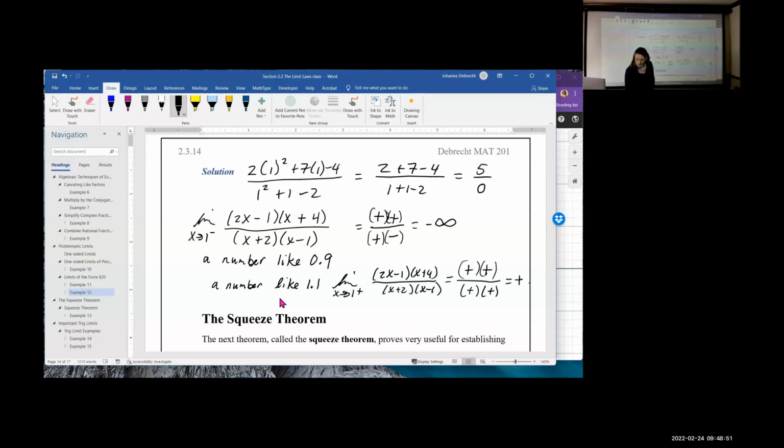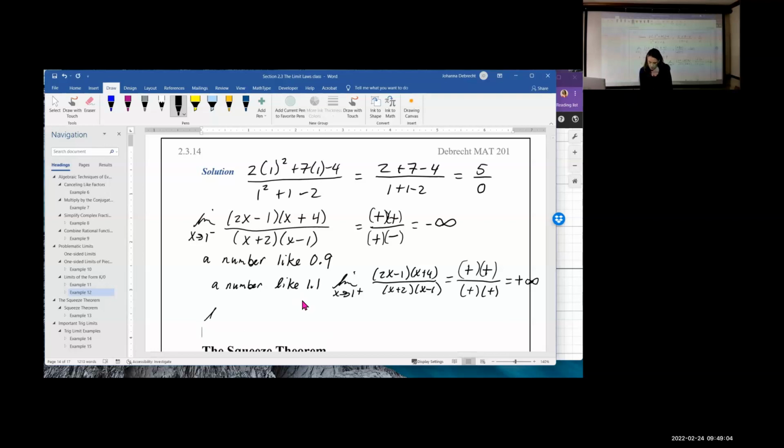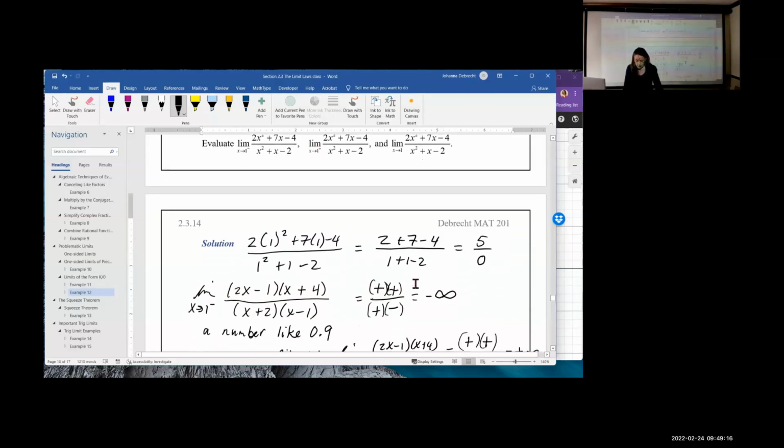goes to positive infinity. Which tells you what about the two-sided limit there at 1? You can't write it, right? There is no two-sided limit at 1. So the two-sided limit at 1 of f of x does not exist. Okay, and let me show you in the graph what this looks like.